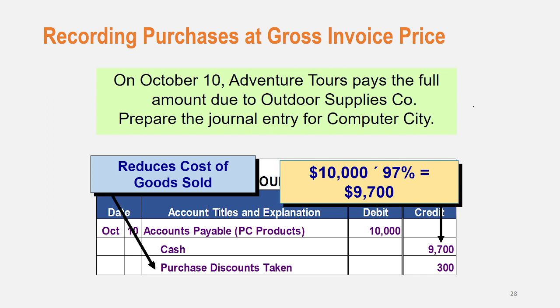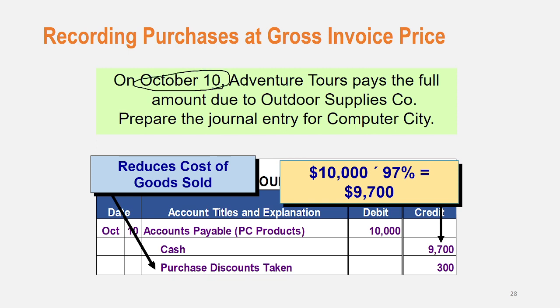Okay, look at the next economic scenario. On October 10, Adventure Tours pays the full amount due to Outdoor Supplies Corporation. Prepare the journal entry for Adventure Tours. Although we did not consider the amount after discounts in the previous entry, and we recorded the total of $10,000, we are paying in the discount period right now.